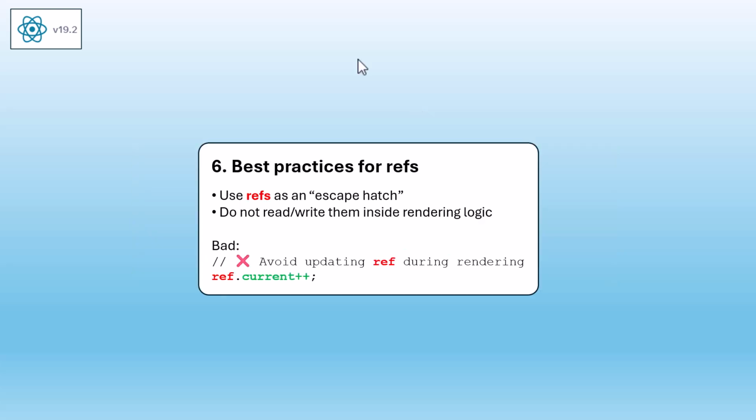6. Best practices for refs. Here are some best practices. Treat refs as an escape hatch. Use them sparingly for scenarios where state and props are not sufficient. Avoid reading or writing the ref's value during render. Since React doesn't track changes to ref values for rendering, doing so can lead to subtle bugs or inconsistent UI. If the value is needed for rendering logic, use state instead. In short, if you're using a value to drive what the user sees, pick state. If the value is internal, transient, or external to rendering, a ref can be appropriate.